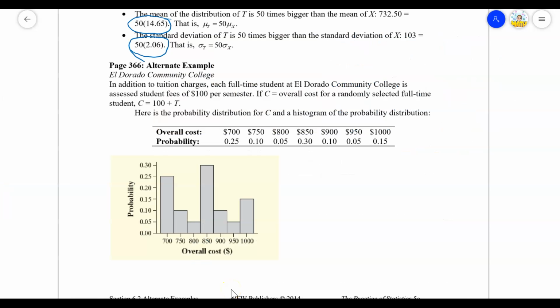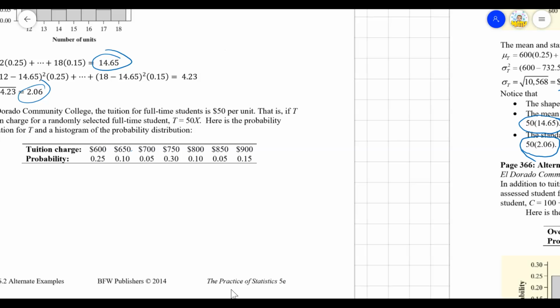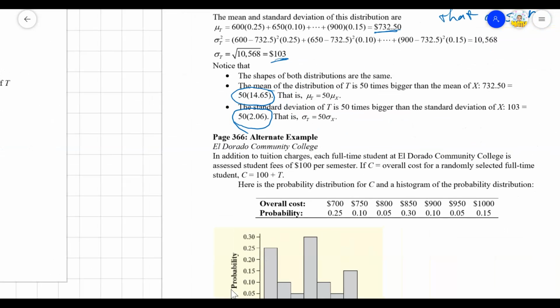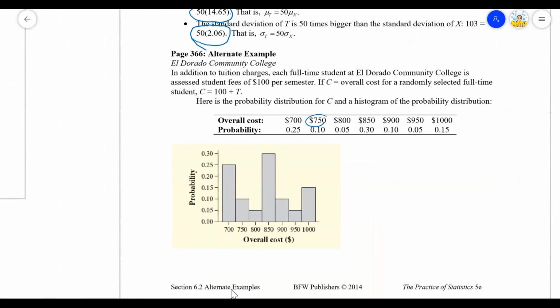So now we're going to add another piece of this. We're still multiplying by 50, but we're also going to add in this variable t, the tuition charges. So it's $100 plus the tuition, this variable c. Now let's look at what happened. Previously we had this chart over here: 600, 650, 700. Now they've all increased by 100: 700, 750, 800, and so on. So now we want to think about what's going to happen if we add 100 to every number in the list. What's going to happen to the center and what's going to happen to the spread?